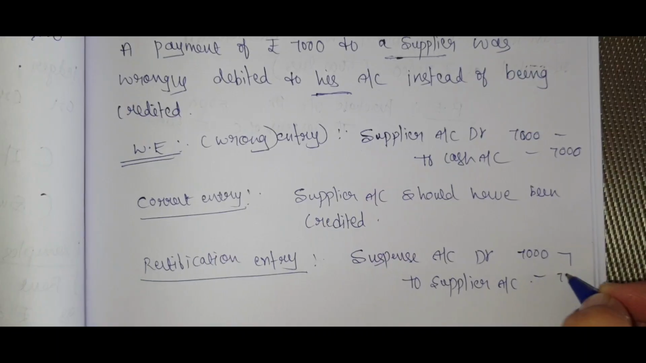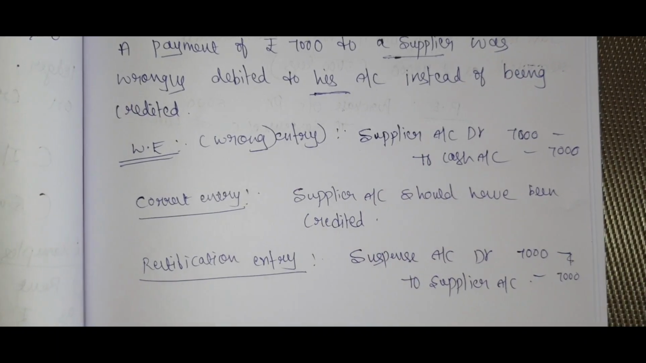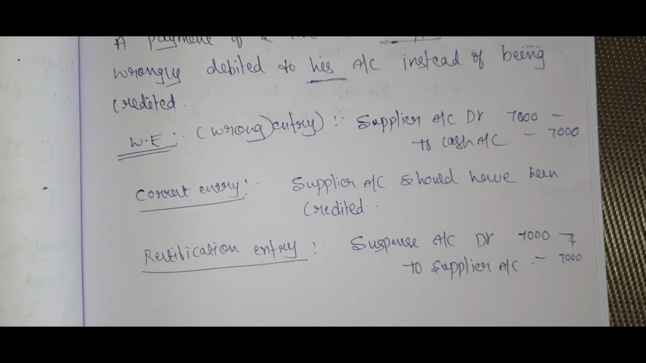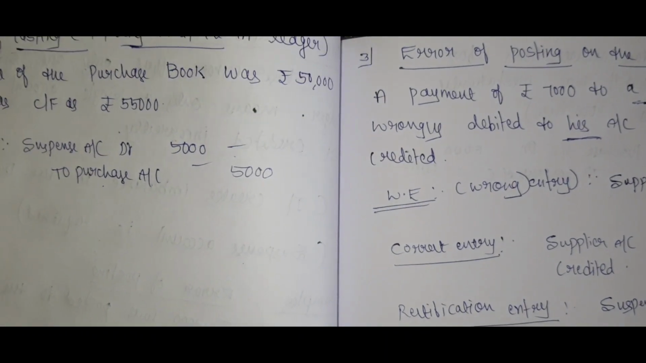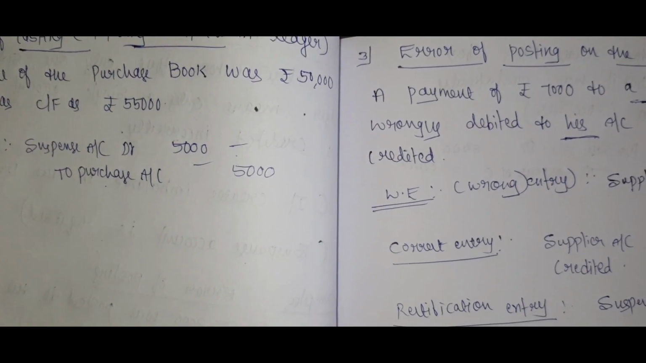Okay. So this is about one-sided and two-sided errors. I hope this concept is clear to you all.